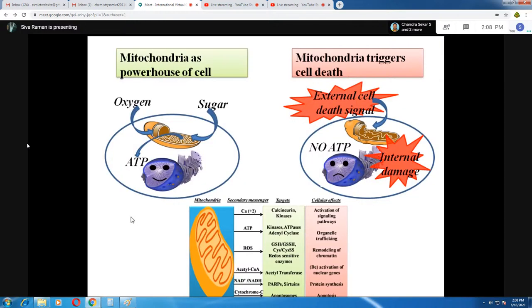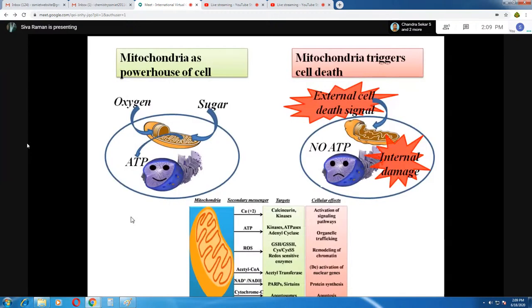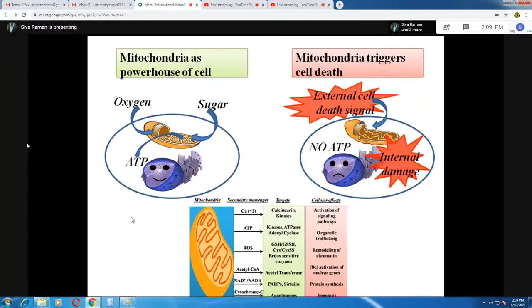Sulfur containing amino acids means we can specifically talk about glutathione as well as cysteine, which are the two main things for the remodeling of chromatin. Next, the target is acetyltransferase, the enzyme, and the secondary target is the acetyl-CoA enzyme.